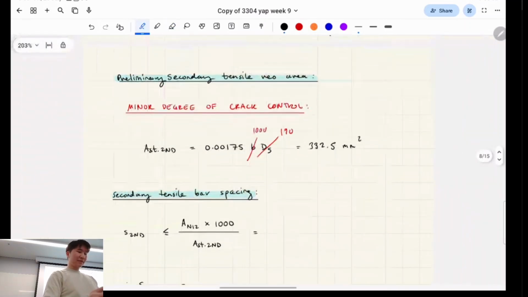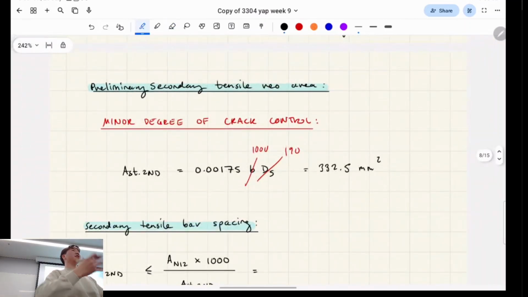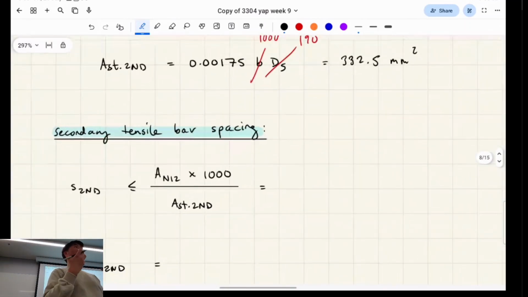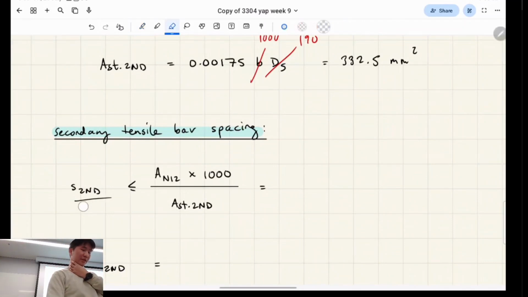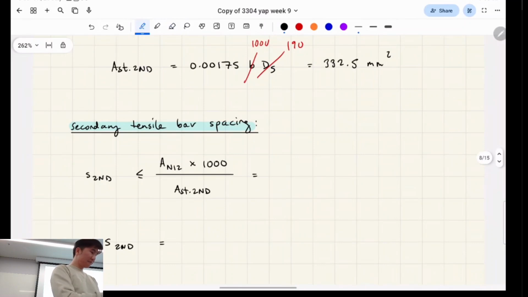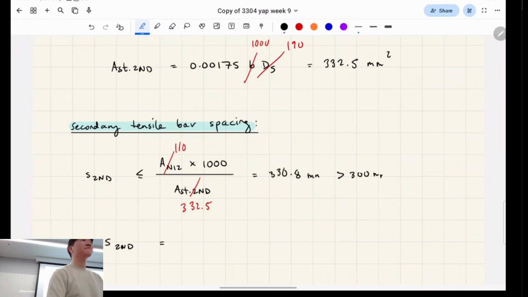Now let's say we're going to use N12s again for the secondary direction. We have to find that spacing using that formula again. All I've done is move 1000 to the other side. And this spacing value gives us 330.8. This exceeds that limit of 300 I was talking about. So we set the spacing to 300.